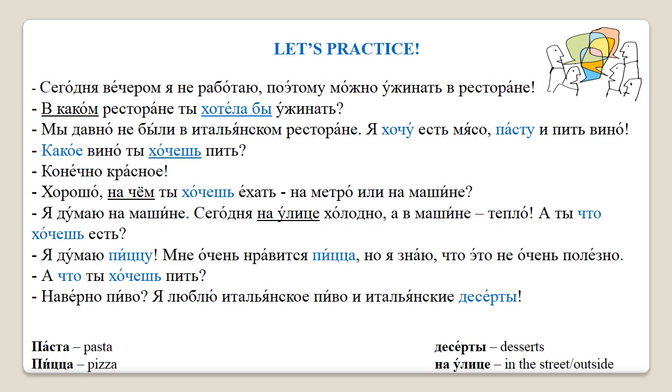Today in the evening I am not working. That's why it's possible to have dinner in a restaurant. In what kind of restaurant would you like to have dinner? We haven't been to an Italian restaurant in a long time. I want to eat meat, pasta, and drink wine. What kind of wine do you want to drink? Red, of course. Good. How do you want to get there? By tube or by car? I think by car. It's cold outside today, but it's warm in a car.